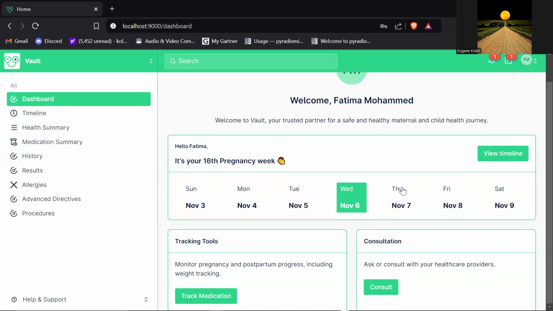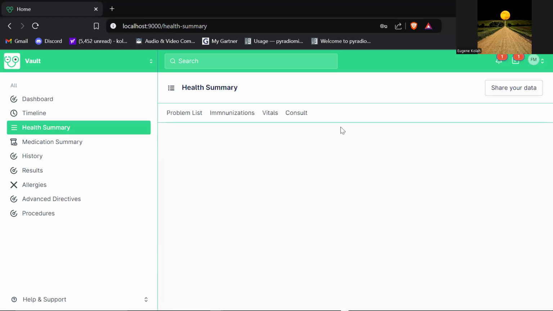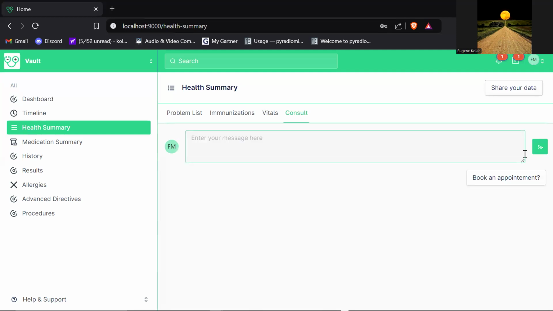Through here at the dashboard, you can also consult directly with healthcare providers, that is, her doctors, the nurses, or anyone else to request any services, or also to report anything that she's having a challenge with during her pregnancy and also motherhood. So when she consults from here directly, she'll get an option of booking an appointment, or she can chat with the healthcare provider.